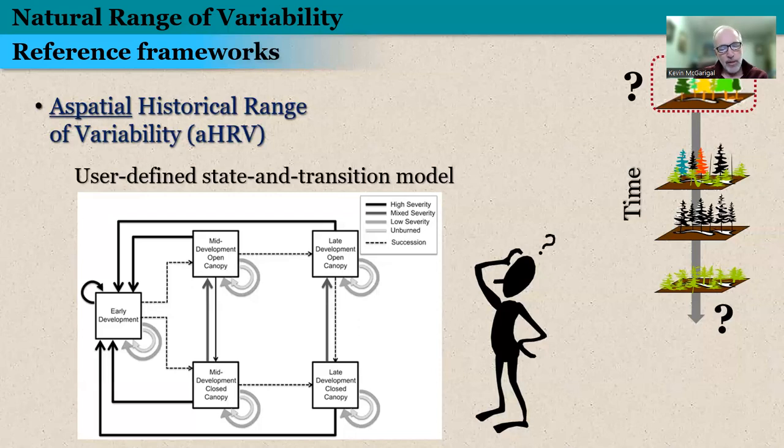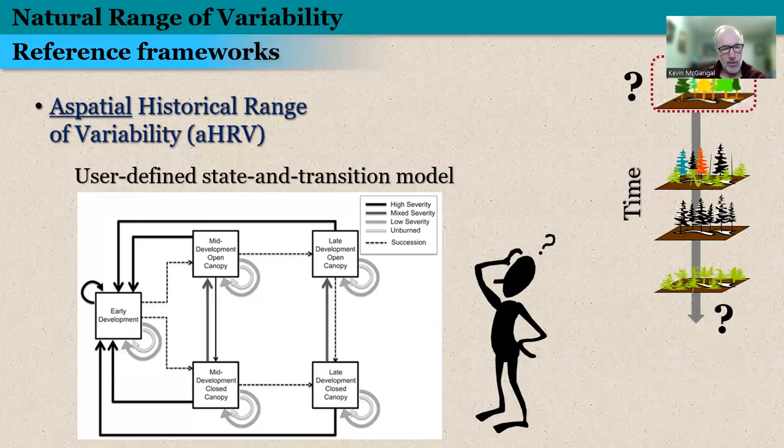This is simple in the sense that it collapses the complexity of vegetation composition and configuration down to a small set of discrete states. So it's fairly easy to grasp, it's fairly easy to communicate, but it's an overly simplified representation of vegetation composition and structure.